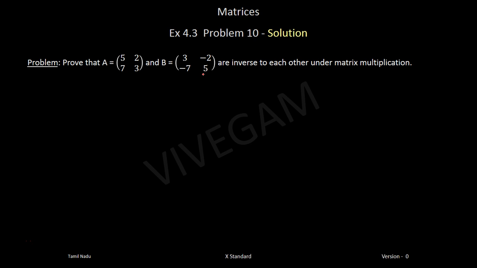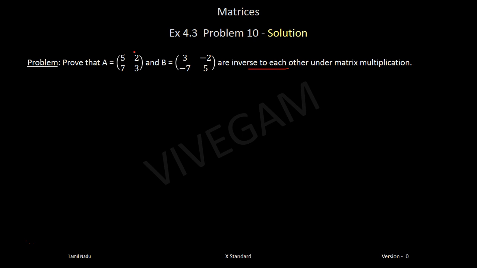So what it means is, these two are inverse. When you multiply a matrix with its inverse, you will get an identity matrix. What is an identity matrix? You will get one along the diagonal, and apart from the diagonal, which starts from the left top corner to the right bottom corner, all other entries will be 0. So any matrix, when you multiply it with its inverse, you will get an identity matrix. And they are asking us to show that each matrix is the inverse of the other.